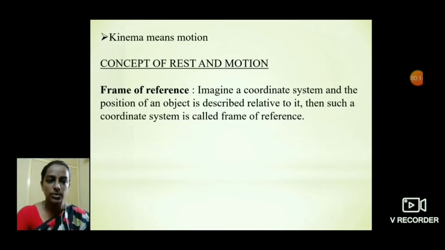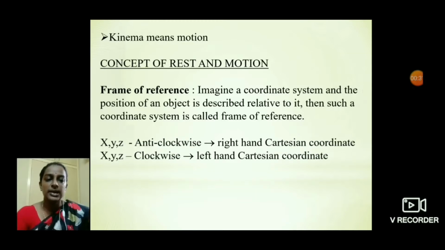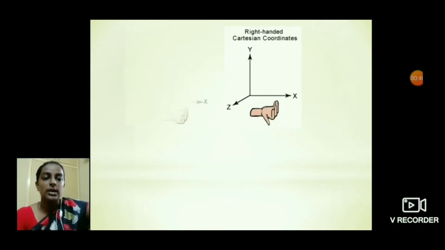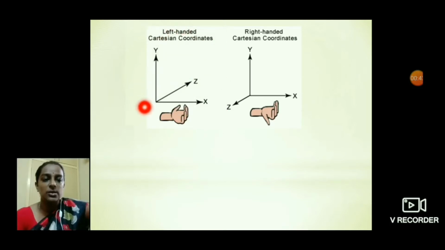When an object is moving, for example a car is moving and we are standing at a position, that car's position is known as a coordinate system, and that is described with the help of the axis in which we are standing. Such a coordinate system is known as a frame of reference. If xyz is anti-clockwise, it is a right hand Cartesian coordinate. When xyz is clockwise, it is a left hand Cartesian coordinate. This is the image of the right hand Cartesian coordinate and this is the image of the left hand Cartesian coordinate.